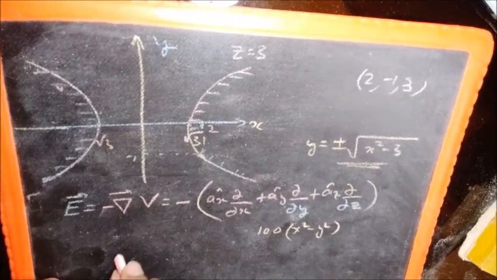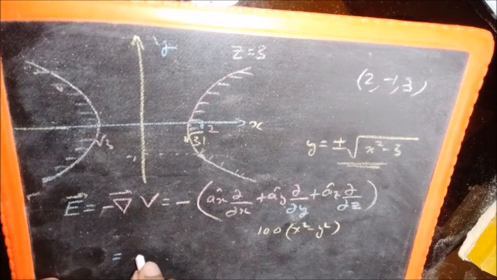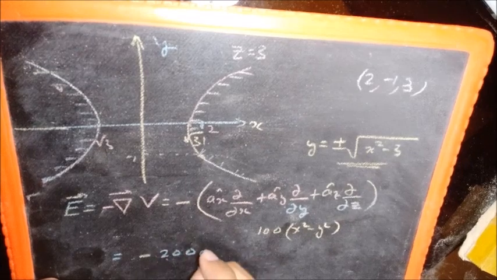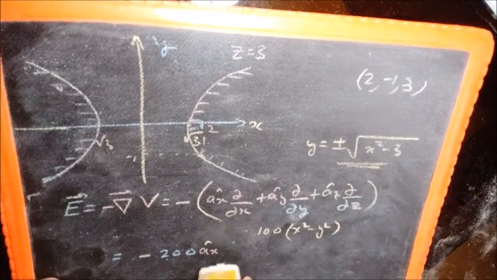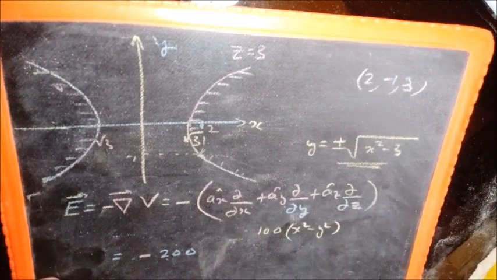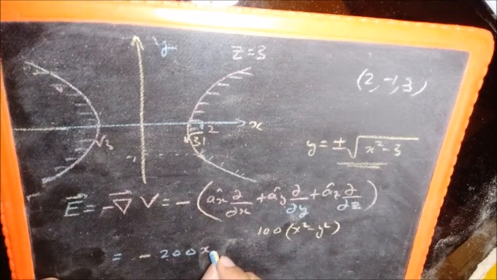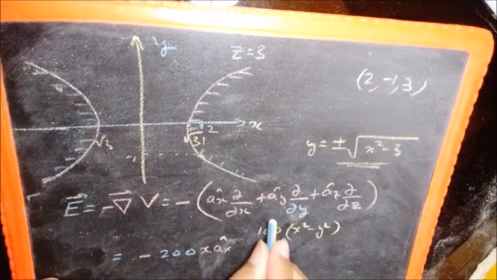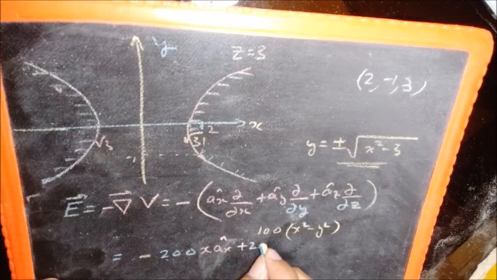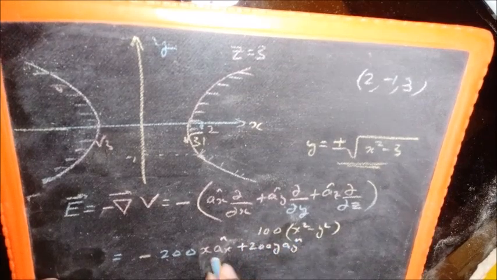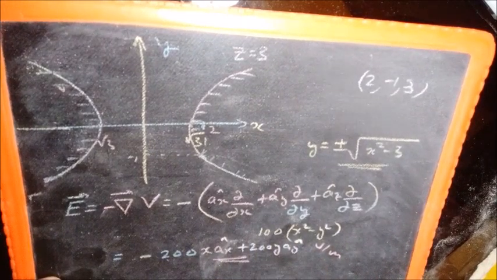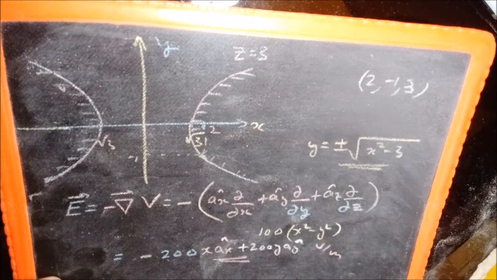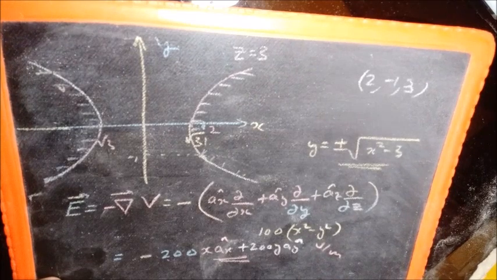This turns out to be minus 200 x ax cap, because x square when you differentiate you get 2x, minus 200 x ax cap and plus 200 y ay cap. This is in so many volts per meter, of course. This is the electric field which we can calculate easily by taking the negative gradient of the potential field.